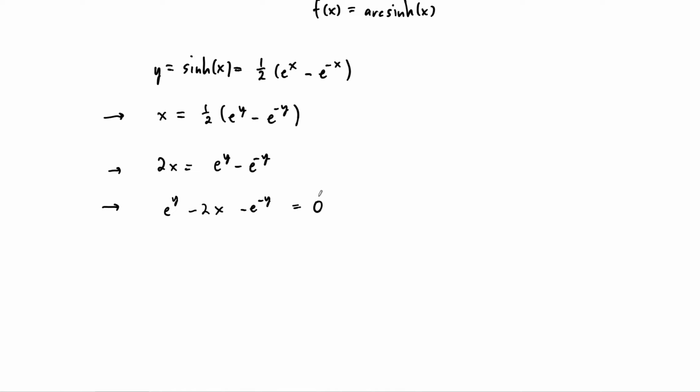All right, and at this point, this is a little weird, right? How are we going to solve for y? It's not so clear. So what I want to do is multiply this entire equation by another copy of e to the y. And when I do this, you have to ask yourself, is this allowed, right? So am I allowed to do this?